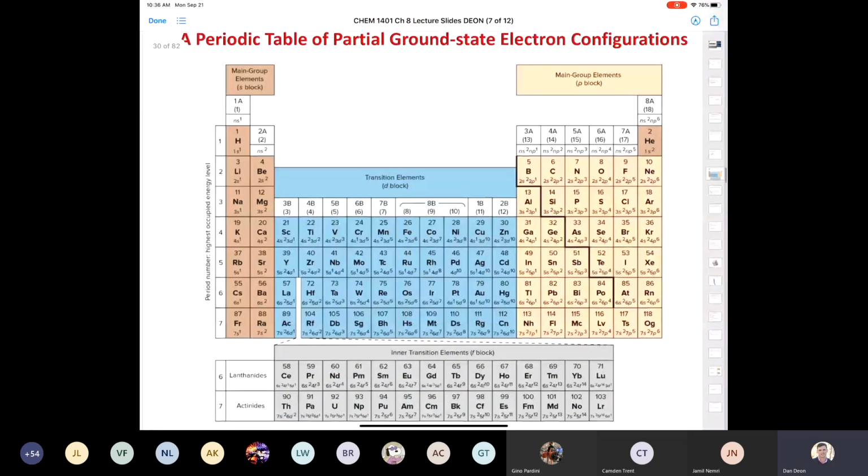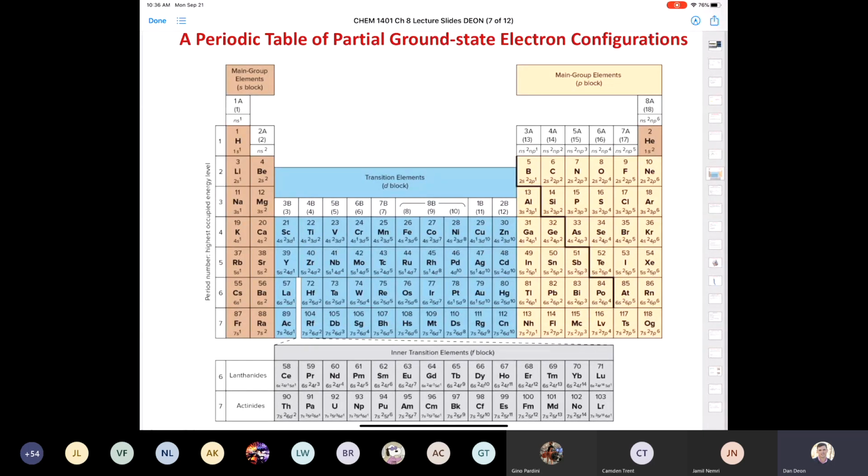I'm sure somebody hearing my voice right now has one of these periodic tables that has all the electron configurations on it for every element. These can be really, really handy when you're studying. You can see that all that's on here are the condensed, or sorry, partial ground state electron configurations.